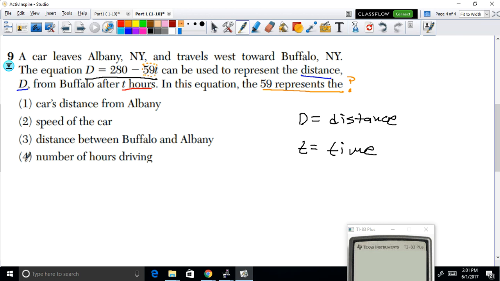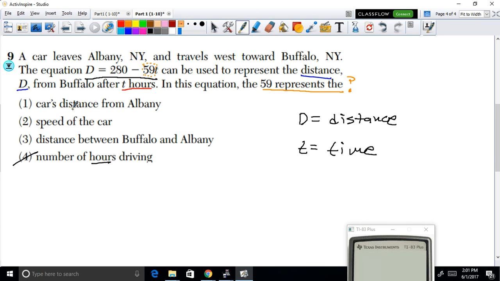Let's look at the options here. Look at option 4. It says, does 59 represent the number of hours driving? No, because here they're using hours, and we know that T is for time, so 59 cannot represent time or the hours.